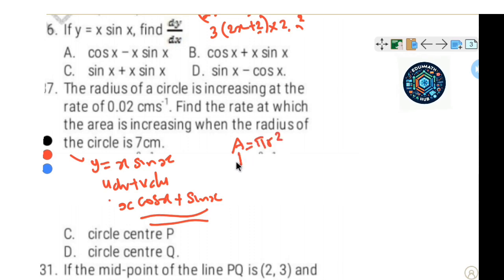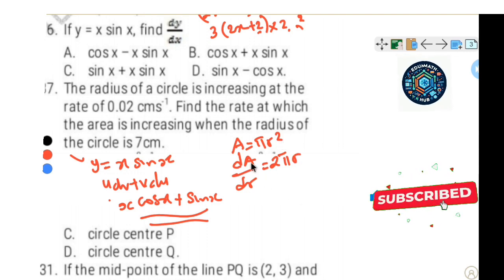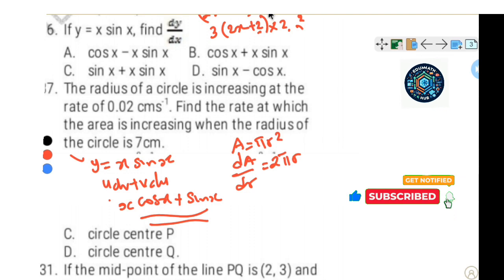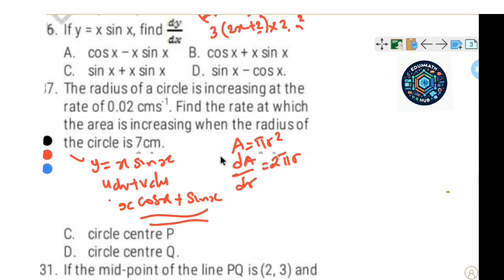Then you differentiate with respect to r, that would be dA over dr. So this 2 comes forward, that would be 2 pi, then reduce the power by 1, that would be 2 pi r. So this is the rate at which the area is changing with respect to the radius, but you need it with respect to time, because what you have here is centimeter per second. So you introduce the variable t. This is what I'm looking for, dA over dt.